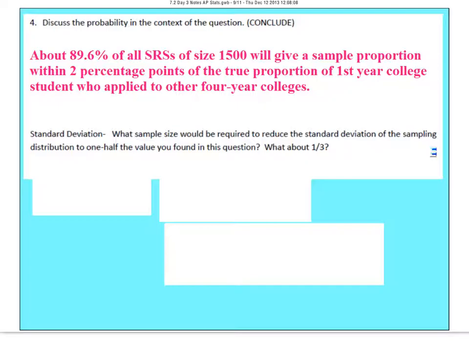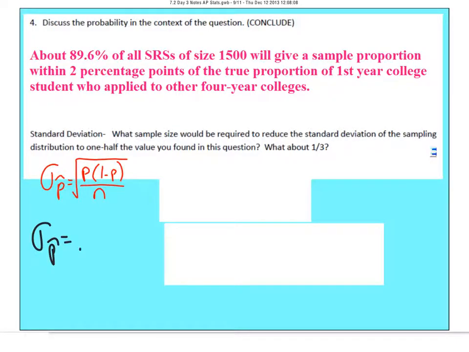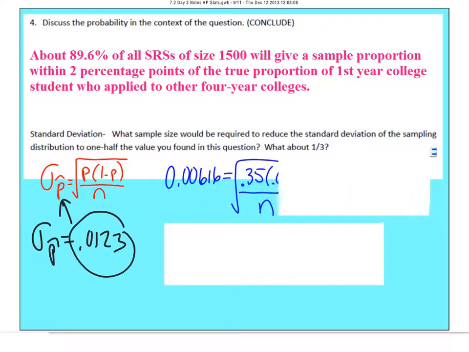Now, this last question is worth really paying attention to. It says here, what sample size would be required to reduce the standard deviation of the sampling distribution to half of the value that we found in the question? Then they're going to say, what about a third? Well, let's remember the formula for standard deviation. It's this right here. The original standard deviation of p hat was 0.0123. They want to find half of that, so let's take half of that number and put it here. Half of that is going to be 0.00616.